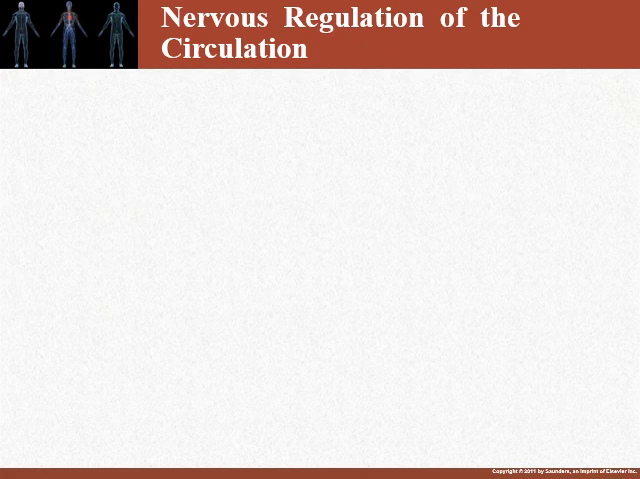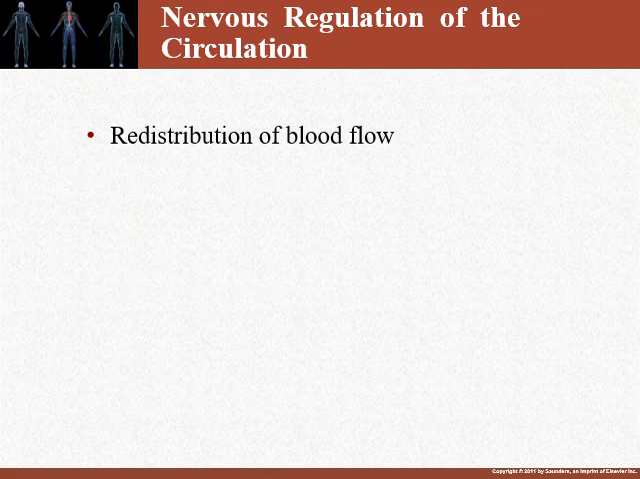Now, what are the main functions of the nervous system that are related to the regulation of circulation? The first function is to redistribute blood flow. In other terms, the nervous system can increase blood flow to tissues that require a higher blood flow because of their increased metabolic activity, and it can also decrease blood flow to tissues that are inactive or have low metabolic requirements.